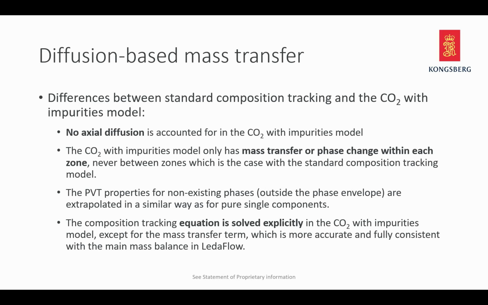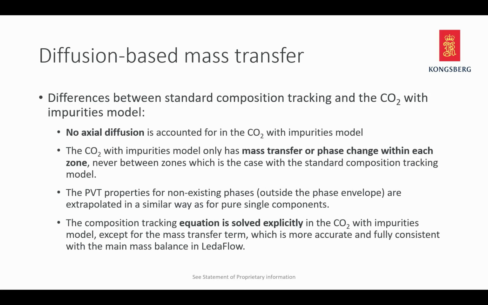It is also well known that third-party PVT packages can give unphysical and discontinuous results for the properties of vanishing phases. For instance, the gas properties in the pure liquid region. These PVT properties might be needed during the solution of the equations in case we have not yet removed all of the vanishing phase. So smoothing and extrapolation of the properties for vanishing phases or non-existing phases has been implemented in the CO2 with impurities model, similarly to what was done for pure CO2. This is important for the convergence of the equation system.